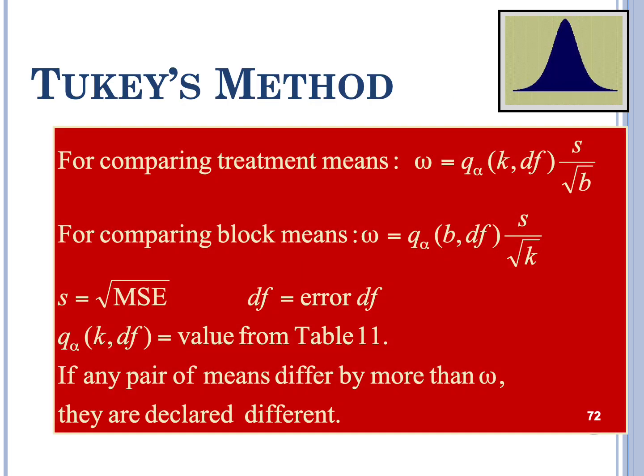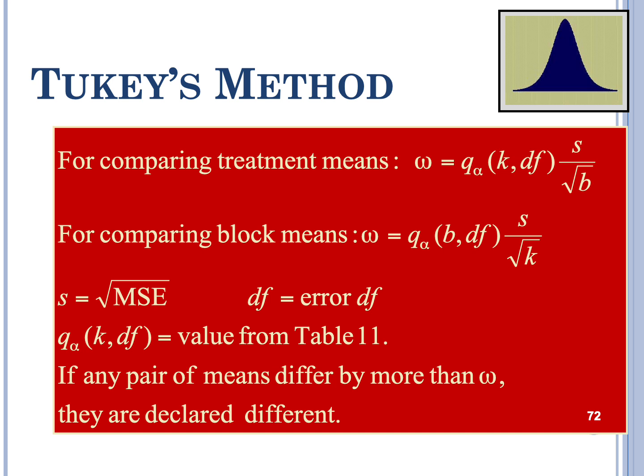So now let's summarize Tukey's method. For comparing treatment means, the margin of error is omega, which is the critical value times S divided by square root of B. And for comparing block means, the margin of error is the critical value times S divided by square root of K. So be careful that when you are calculating the critical value, the degrees of freedom for comparing treatment means or block means are different.